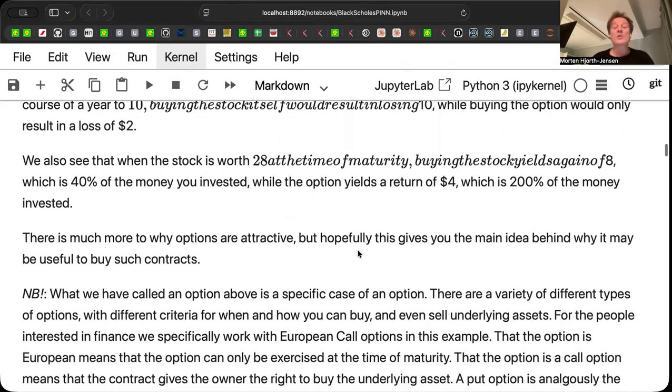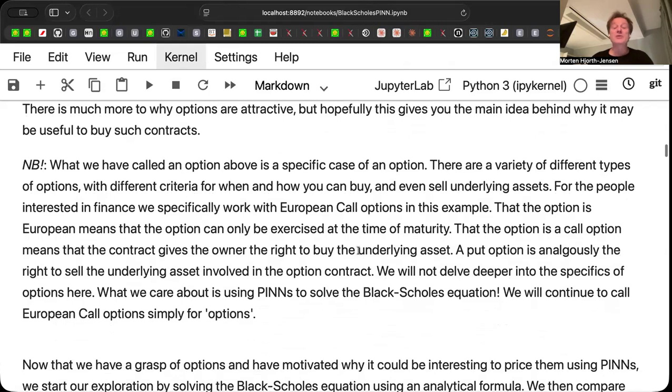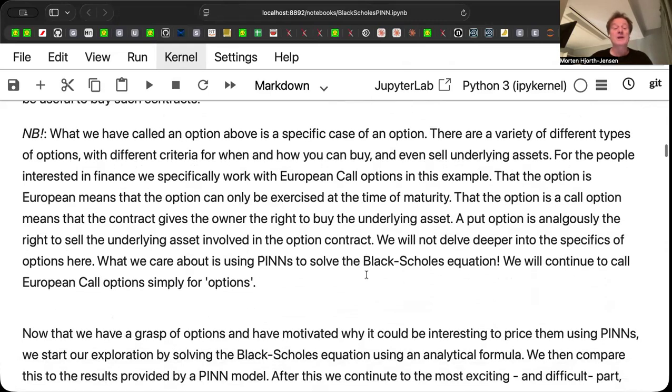So there's much more to why options are attractive, but hopefully this gives you an understanding of the reason why option modeling is so popular and so important. You also differ between European options, call options, American call options, etc. And these are things which we leave to you if you want to dive into this topic.